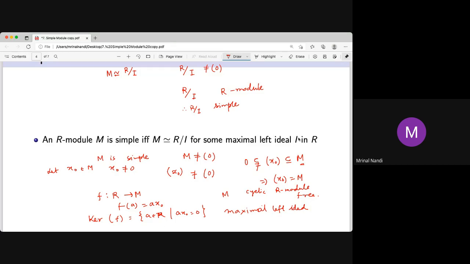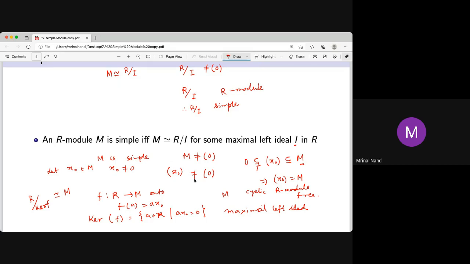So our I is just the kernel of f. We have to choose I as the kernel of f. Now we have to show that R mod kernel of f is isomorphic to M. This is the first isomorphism theorem. Since f is a map from R, which is itself an R module, to M, and f is an onto map, then R mod the kernel of f, which we choose as I, must be isomorphic to M. This is the first isomorphism theorem from the previous class.